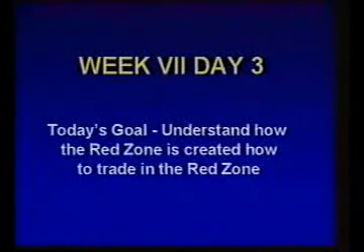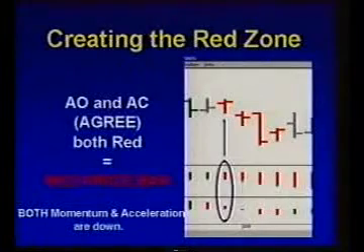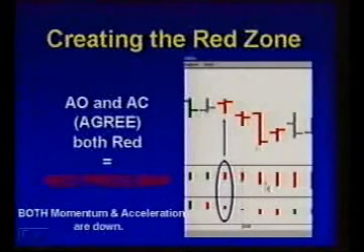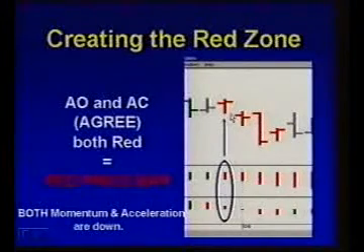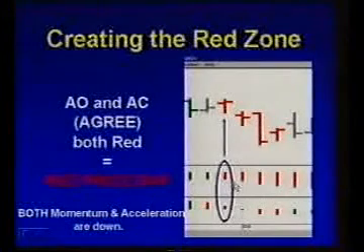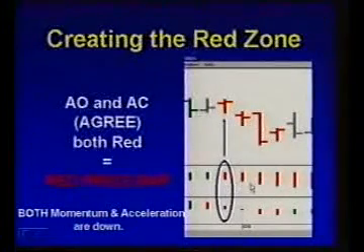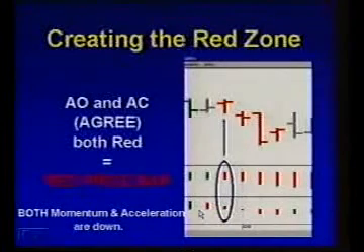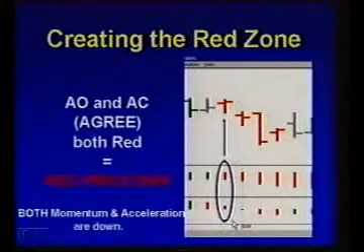Today's goal is to understand how the red zone is created and how we trade in the red zone. Now we know that from the green zone, if the AC and the AO are both up or increasing, you're going to have a green price bar. So now it's going to be just the opposite to create the red zone. If the AO and the AC agree, there's your price bar. So they're both red. Momentum is increasing to the downside, and acceleration is increasing to the downside, almost crossing 0 here.